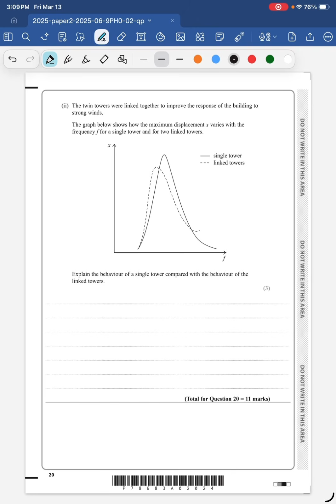Okay, part two. The twin towers were linked together to improve the response of the building to strong winds. The graph below shows how the maximum displacement x varies with the frequency f for a single tower and for two linked towers. Explain the behavior of a single tower compared with the behavior of the linked towers. We can immediately see that the amplitude is larger for the single tower than for the linked towers. And also, this is a resonance, right? And the resonance occurs at a lower frequency for the linked towers.